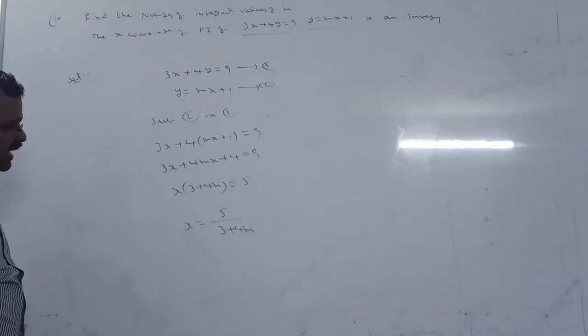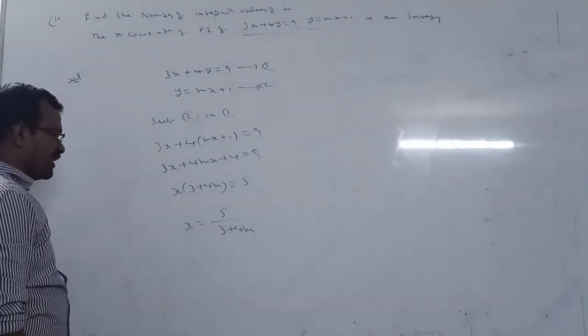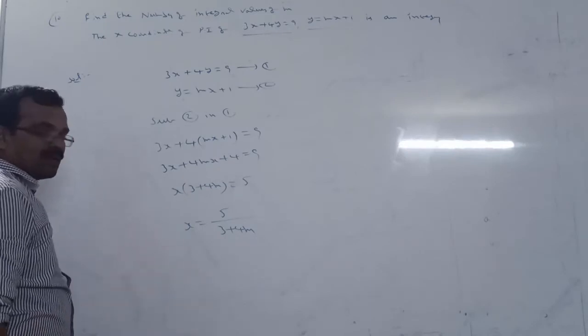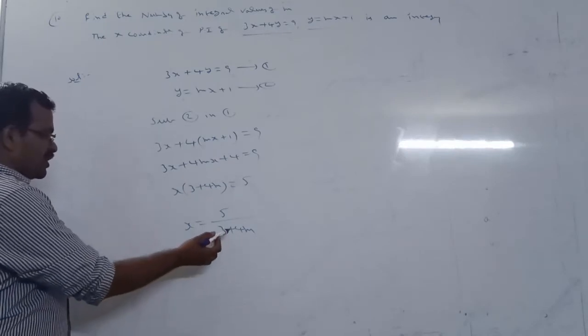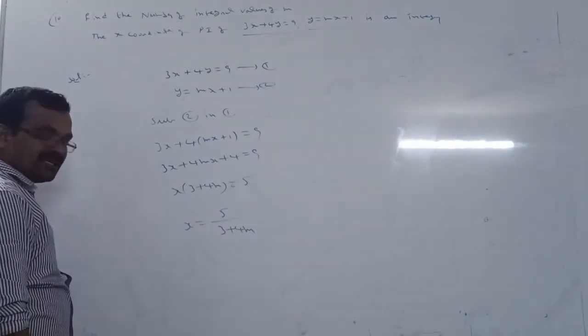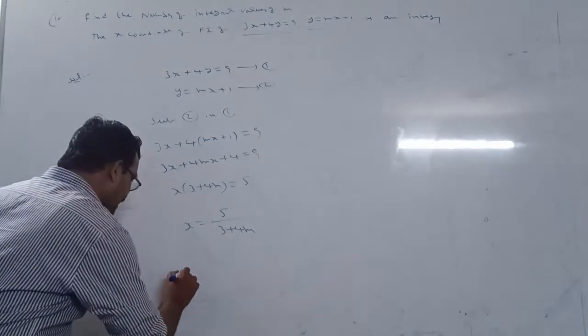So how many values of m is the x coordinate an integer? In this type of question we should verify the m values. First of all, if m equal to 0, taking x value 5 by 3, 5 by 3 is not an integer. In this manner, you can check the m values.